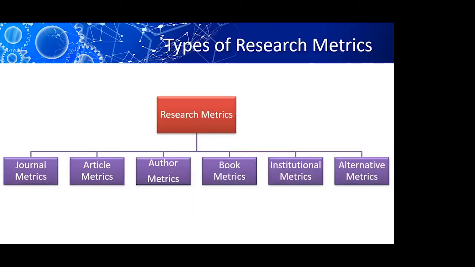And now I'm moving to the types of research metrics. There are several types of research metrics available. Among them, the important ones are the following: journal metrics, article metrics, author metrics, book metrics, institutional metrics, and alternative metrics. The names represent the evaluation metrics for the different sources.